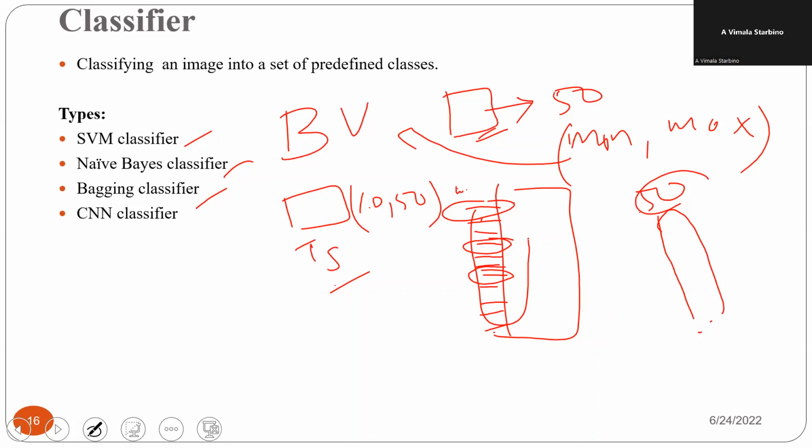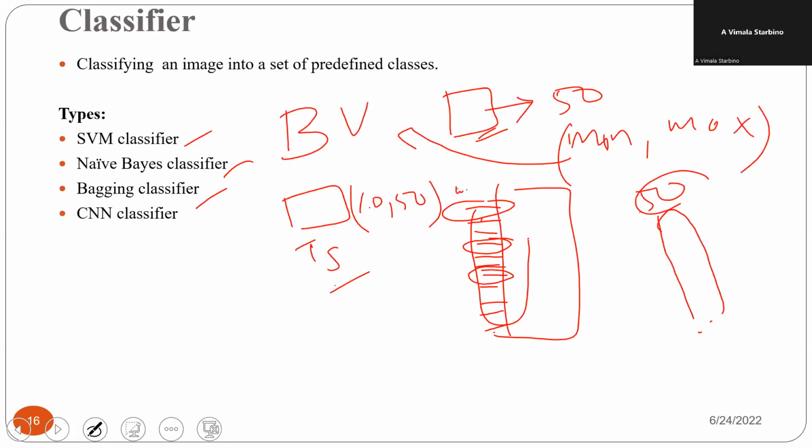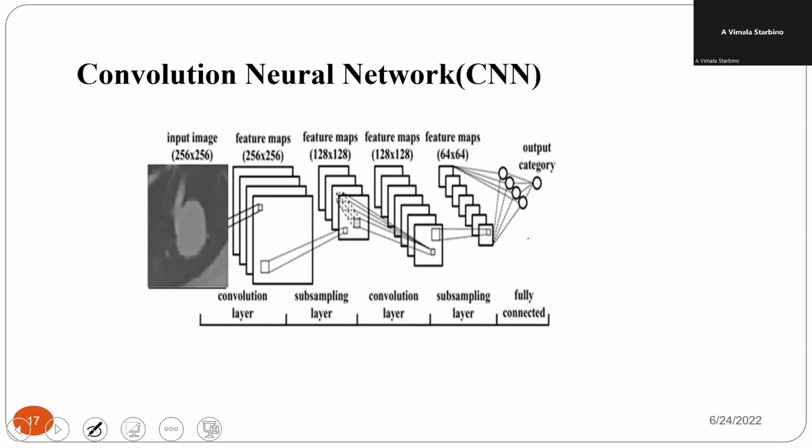Okay. And the next one is the CNN classifier. It is the convolution neural network classifier. The convolution neural network classifier is very much used to extract deep features, more features. So when we use this algorithm, it will extract the features and classify. But CNN will take deep features. If you're taking more features, the detection will be more accurate.